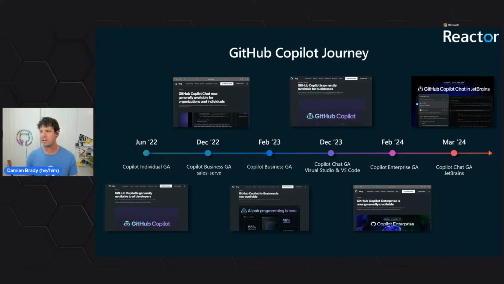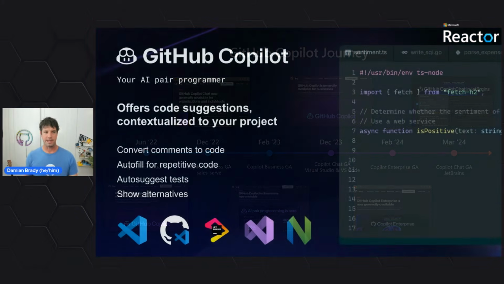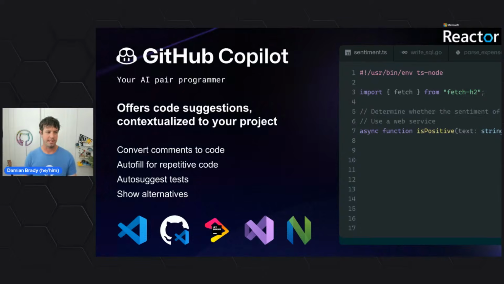Well, what we're going to be focusing on today is two implementations of it primarily. One is the original GitHub Copilot. It's the one that gives you code suggestions contextualized to your project. So what you're looking at the moment.